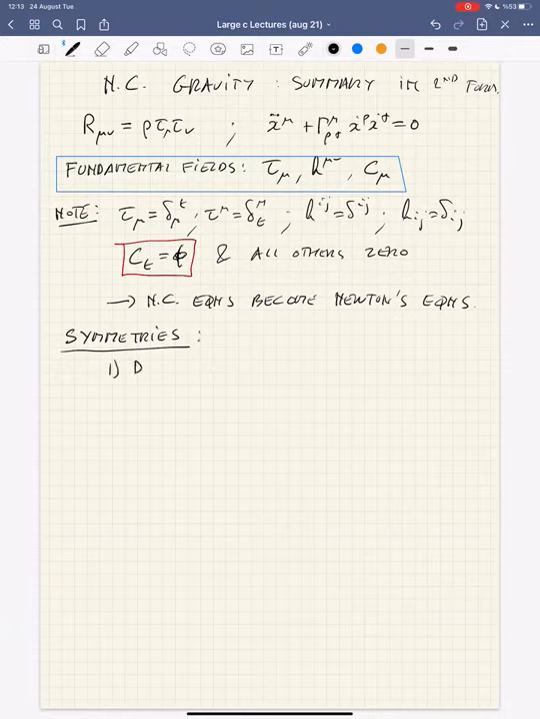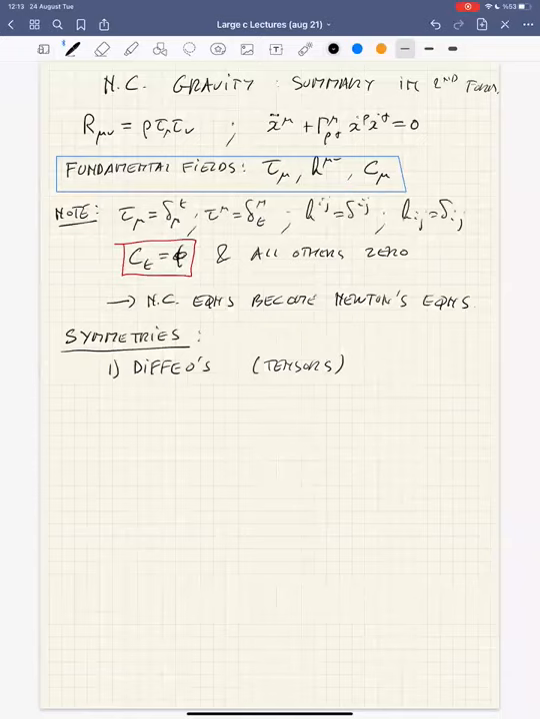So one, we now have a diffeomorphism invariant formulation. All fields just transform like tensors. Under this, the connection transforms like a connection. These objects, by their standard index placements, are tensors, and they transform under general coordinate transformations just as usual. So we have a general covariant formulation of Newtonian gravity. That's one of the main first features of Newton-Cartan gravity.